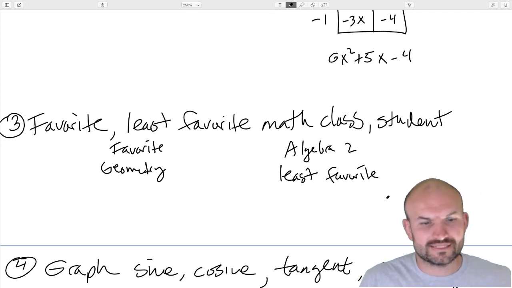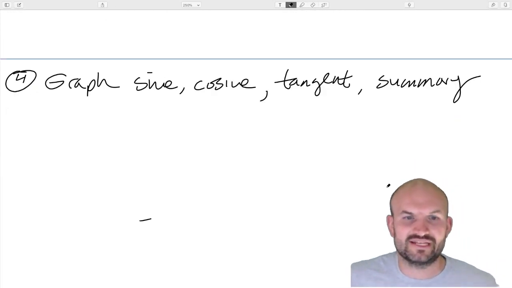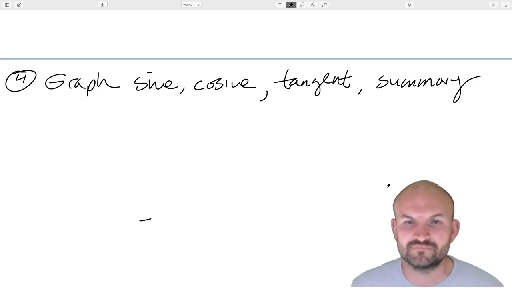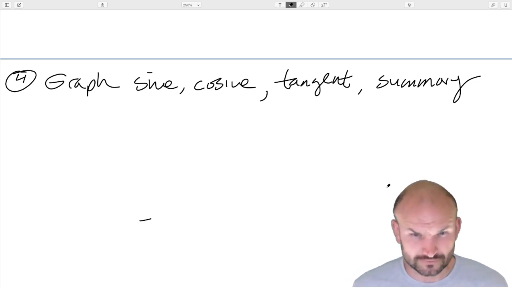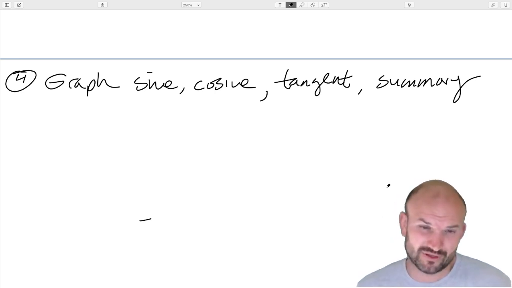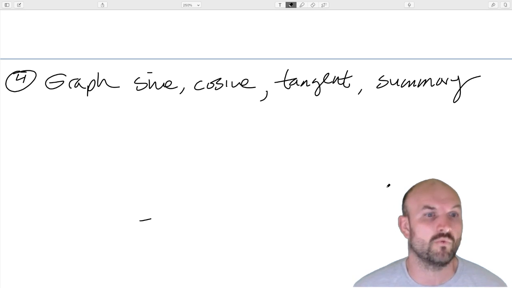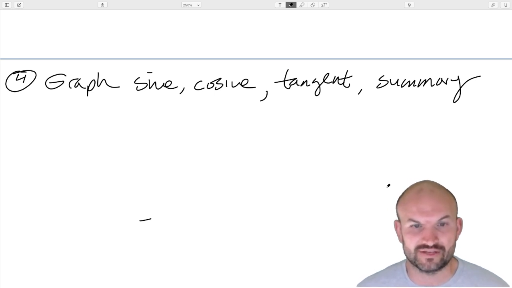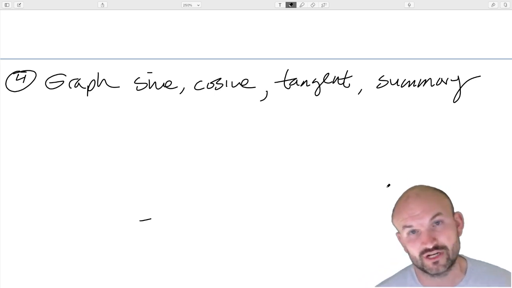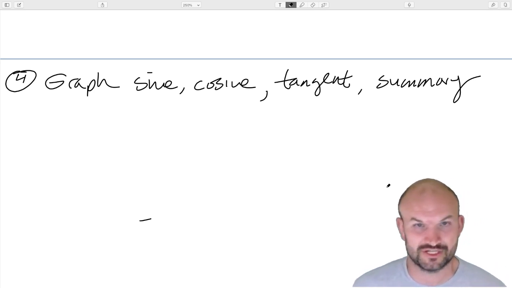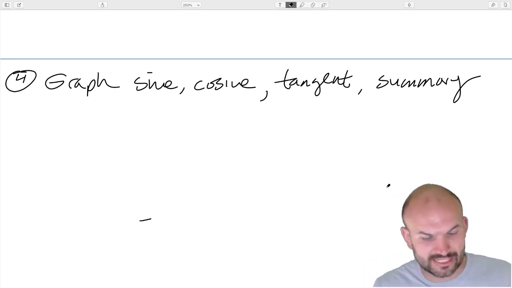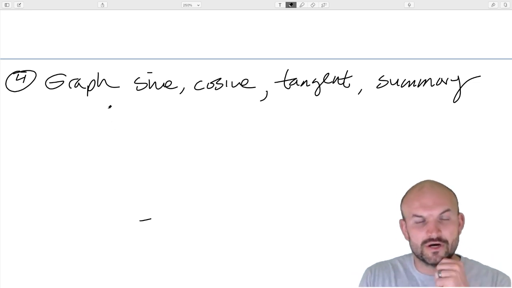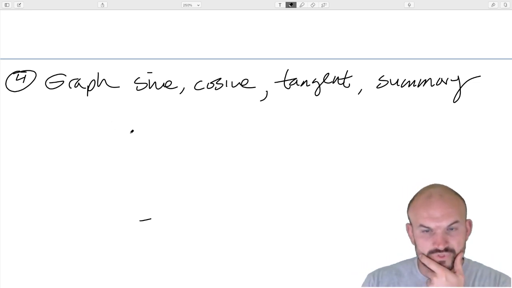Cool. All right. Let's get into the graphing sine, cosine, tangent summary. The student asked me to talk about graphing trigonometric functions. I'm like, all right, well, I spend a whole 90 minutes on that. So what value can I give you if you need help graphing these three functions? They just said trig. It could have been cosecant, secant, and cotangent, but then it's getting even more crazy, right? So I'm just going to stick with these three.